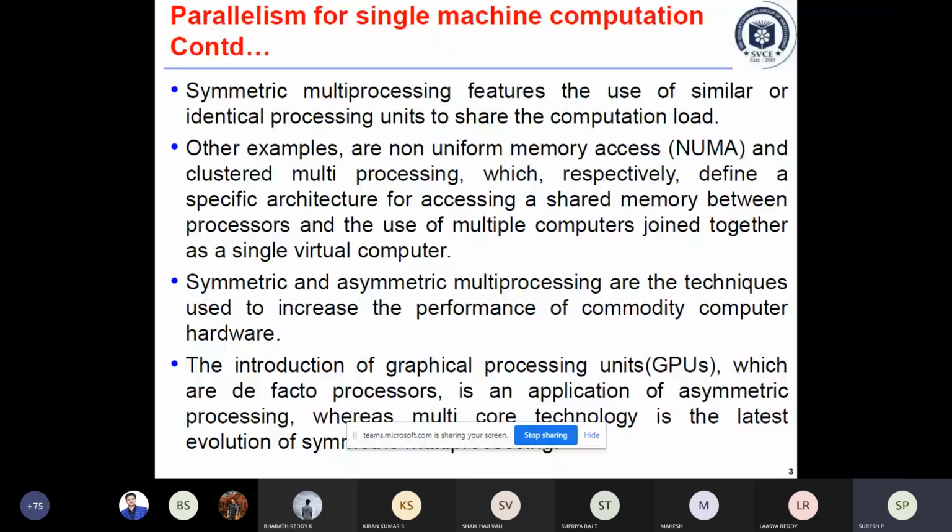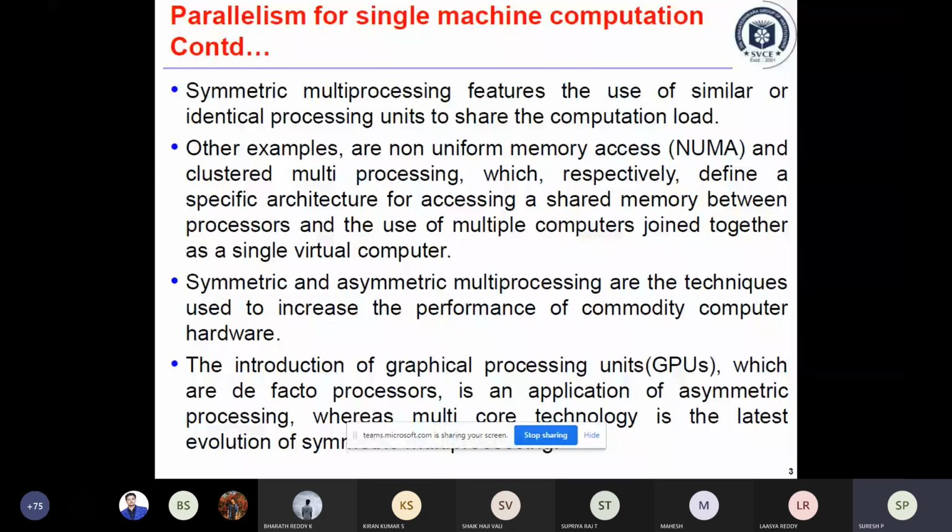Now, whenever you have the shared memory concept, all these computers are combined together. All these systems are connected through the same shared memory, and they are working as a single virtual computer. So even though there are multiple computers, it is now working as a single unit. From a user perspective, I am going to see those processing units as a single virtual computer.